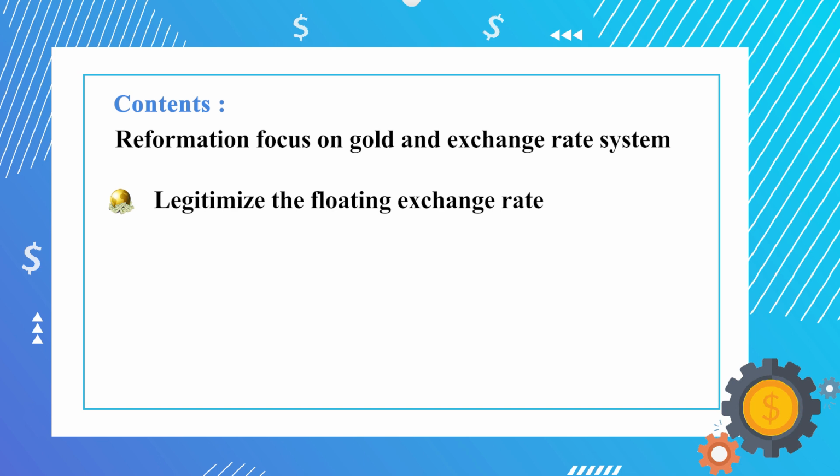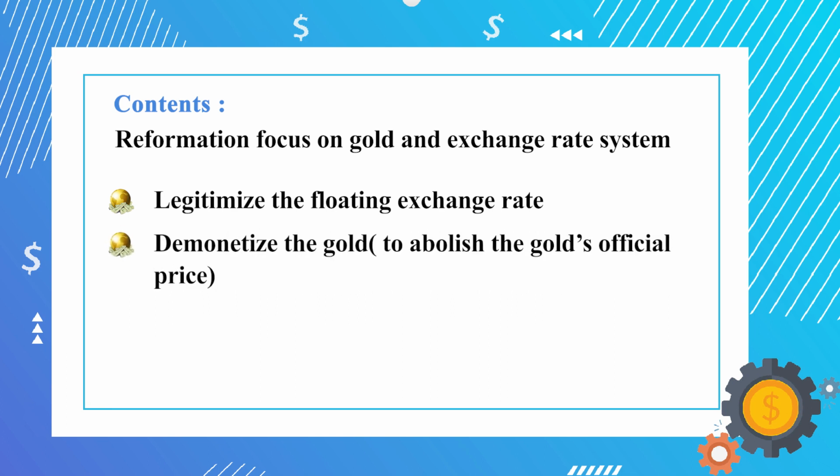After the breakdown of the Bretton Woods system, the exchange rates had already begun to float. The Jamaica system enacted a legal document to admit the legality of the floating exchange rate. The second demonetized gold. That's to say, the Jamaica system abolished gold's official price, and the issuing of banknotes would not be based on the gold reserve. The third enlarged the functions of SDRs.